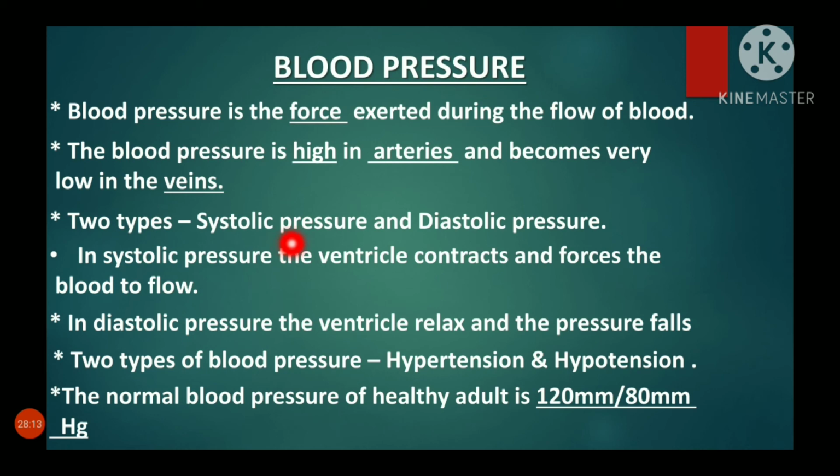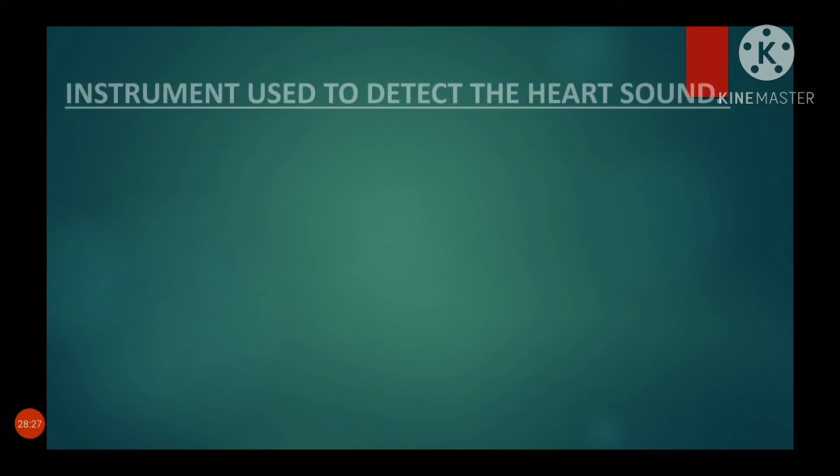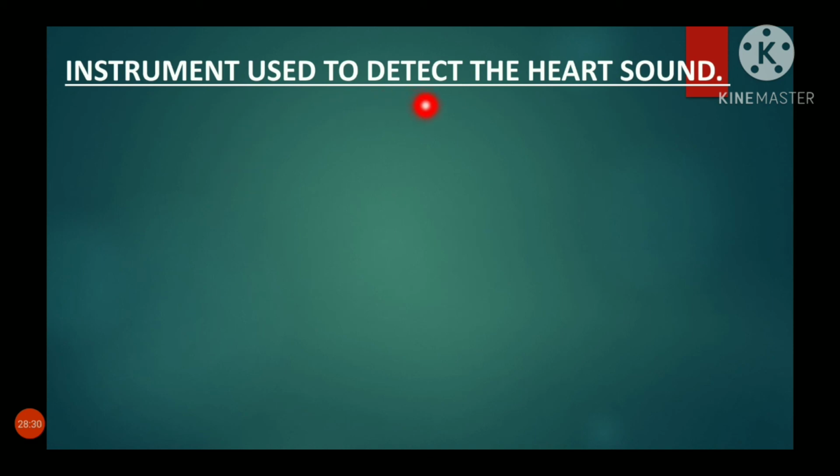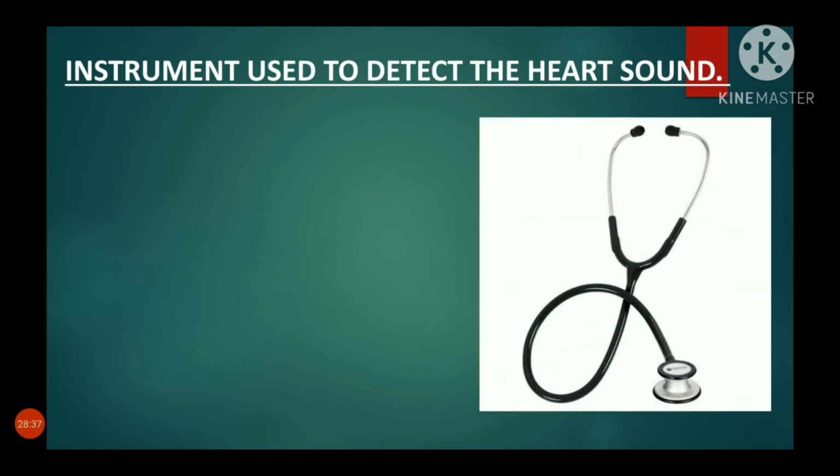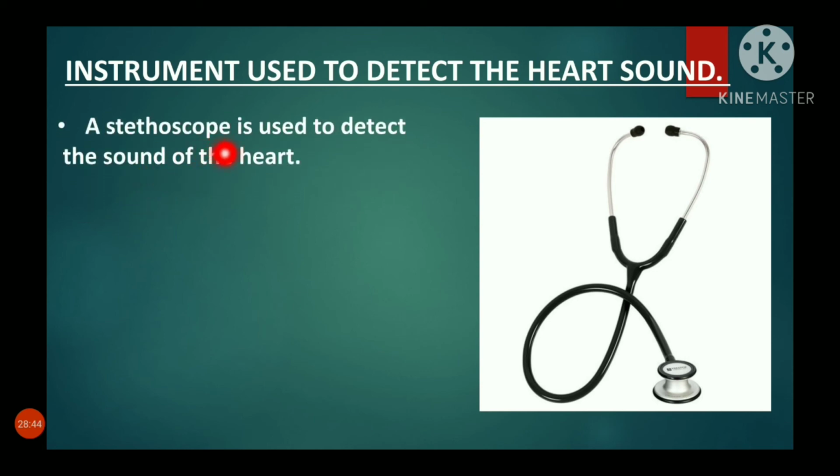Two types, systolic pressure and diastolic pressure. And two types of blood pressure in science which we study are hypertension and hypotension: high blood pressure, low blood pressure. Instrument used to detect the heart sound. What is this, students? Yes, it is the stethoscope. A stethoscope is used to detect the sound of the heart.